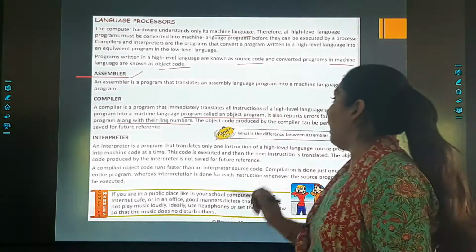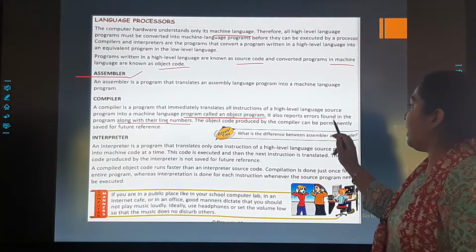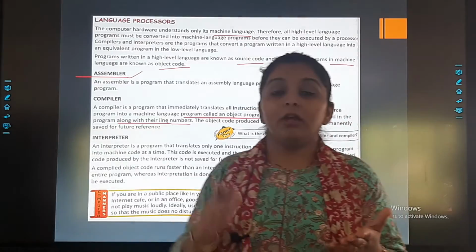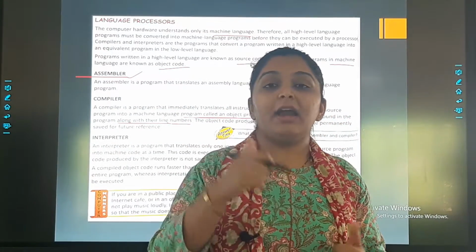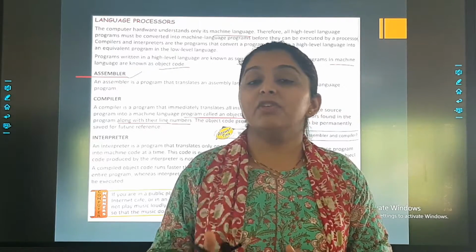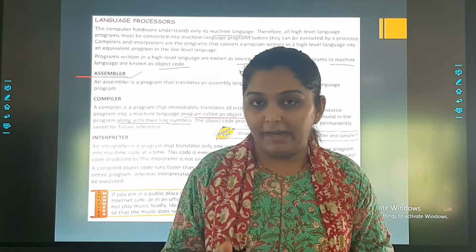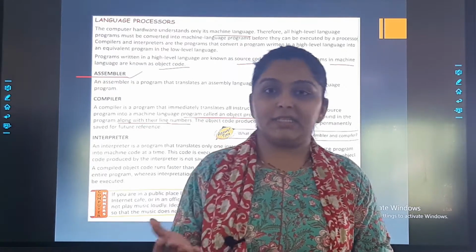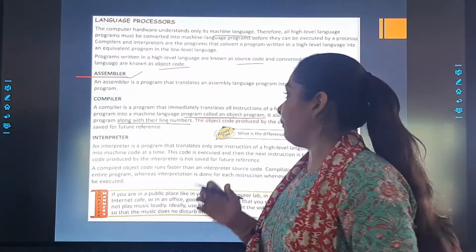उसमें कुछ भी errors होते हैं वो भी report करता है the compiler program. Okay? The object code produced by the compiler can be saved for future reference. The object code which we are getting, that is the translation into the machine language which we are getting from the compiler program, can be saved for future reference. Is it clear, dear children?